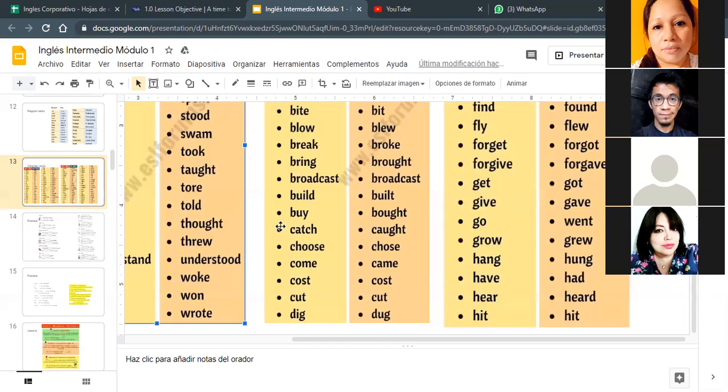Go is also very easy. Flora, let's see if we can do it. I went to my work very early. Good. I went to my work very early. Grow. You know what is grow? What is grow?